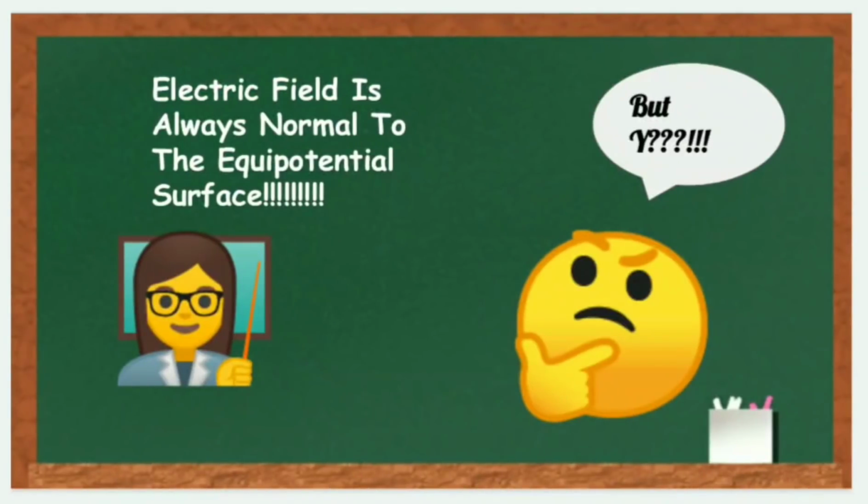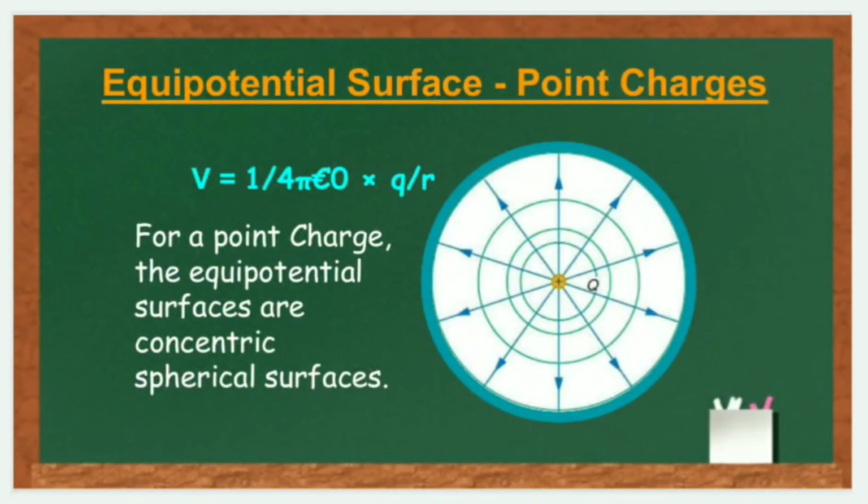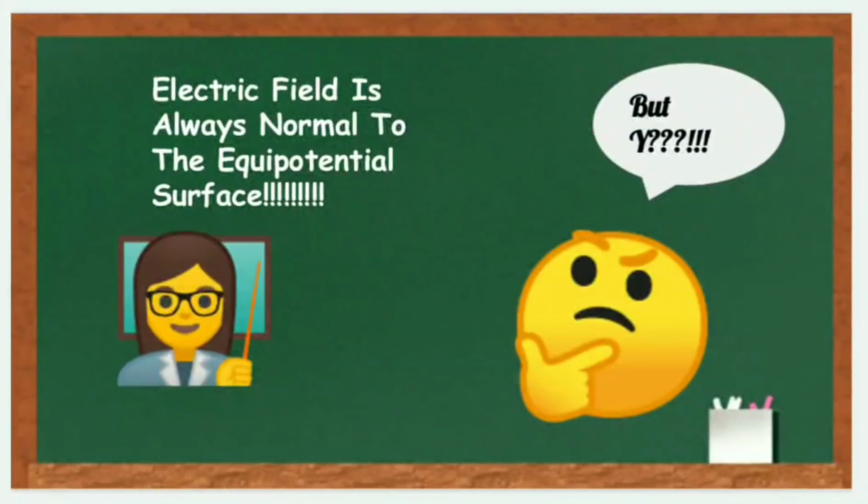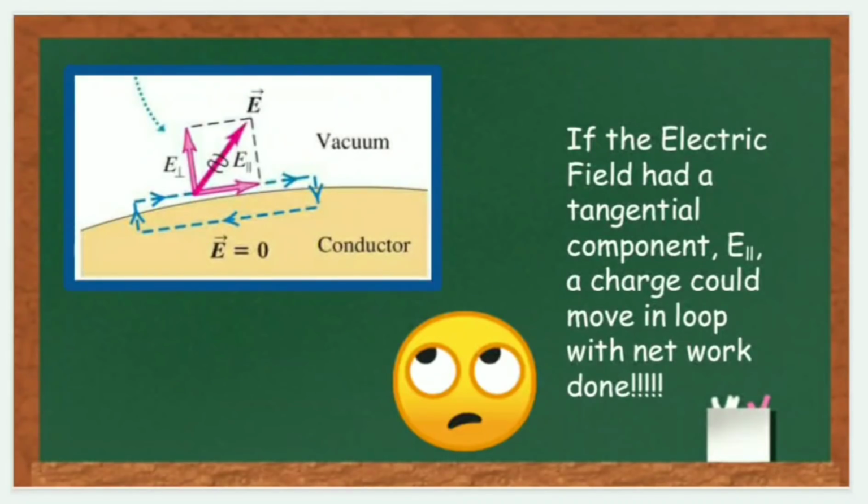Second property: the electric field is always normal to the equipotential surface. You could have seen it in this diagram even. Always, this electric field is perpendicular to the equipotential surface. But how come? That is what we are going to explain now. So please make a note of this particular diagram. It is not given in your book. So here you can see that always the electric field is perpendicular.